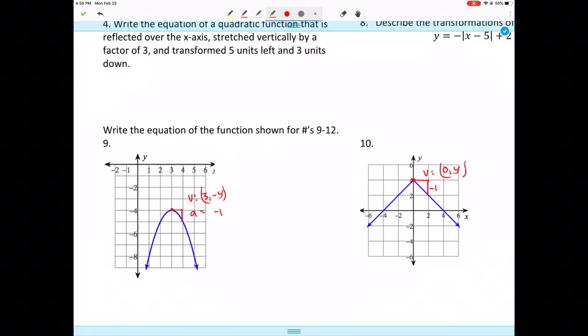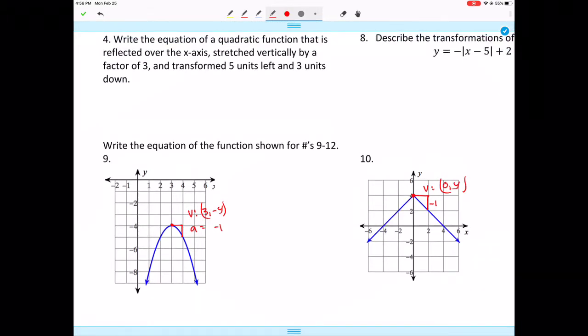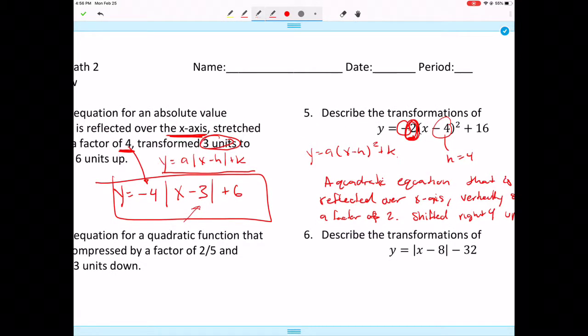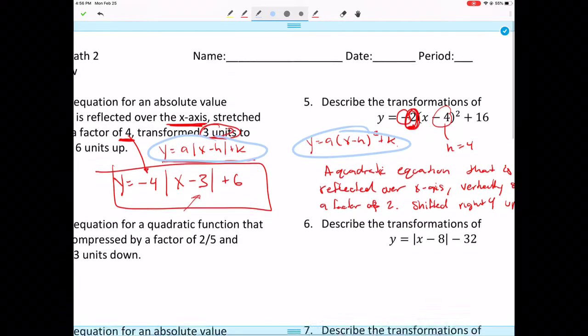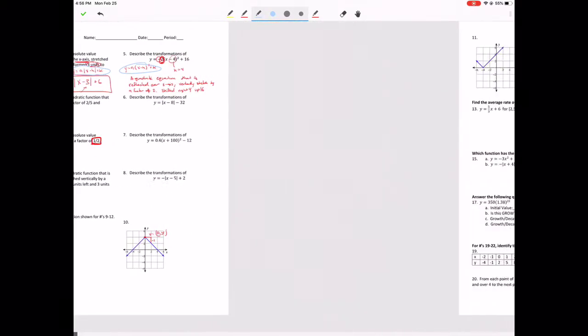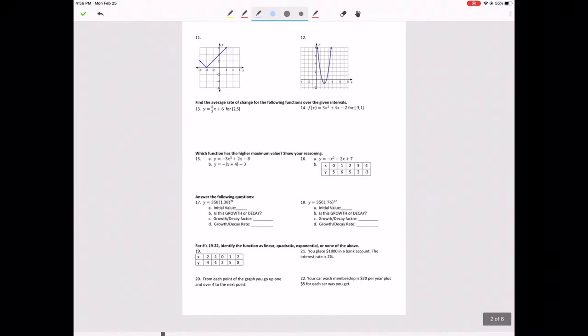-1. Okay? And then we use those values as we have shown up here. So I'll just circle that. Okay? So we'll just plug those in. That would be our equation. And I'll leave that to you. Okay, same with 11 and 12.